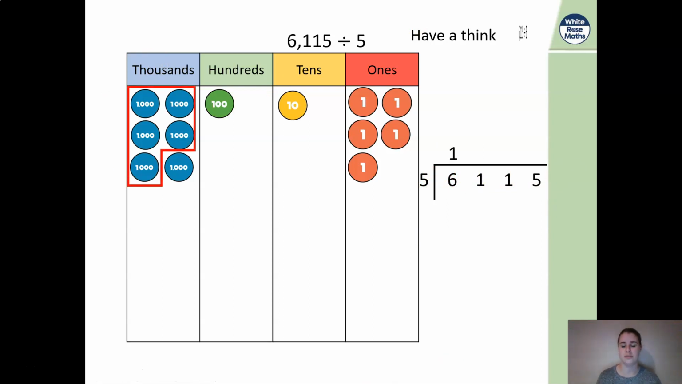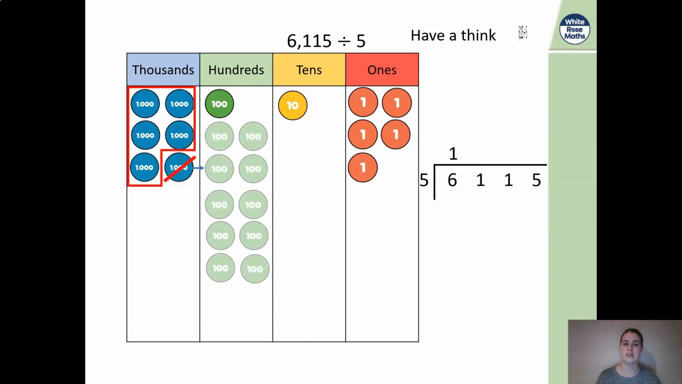Okay, so we're looking at 5. We know we can only fit one lot of 5 in there. So that thousands is going to have to be exchanged for all those hundreds. Now I've exchanged that 10 lots of 100 over. So I'm going to carry that 1 across. So one whole lot of 5 plus that extra 1 remaining. So my new number now becomes 11.